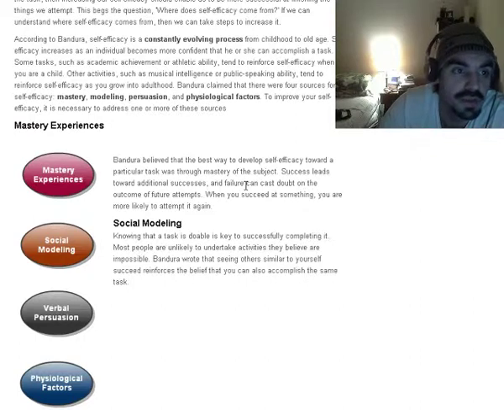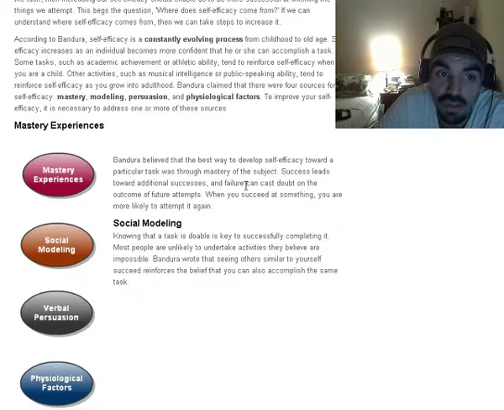Sources of self-efficacy. It's a logical assumption that if completing an activity is related to our belief that we can accomplish the task, then increasing our self-efficacy should enable us to be more successful at finishing the things we attempt. This begs the question, where does self-efficacy come from? If we can understand where self-efficacy comes from, then we can take steps to increase it.